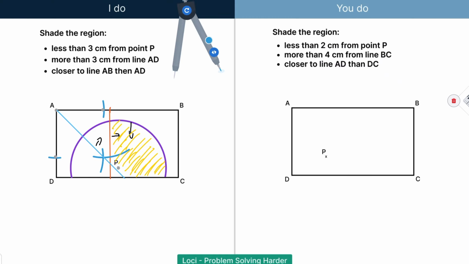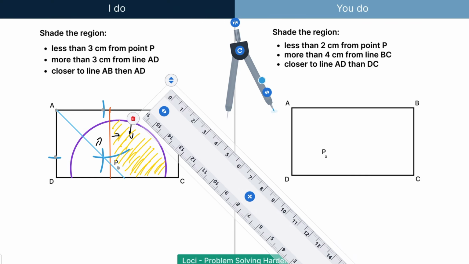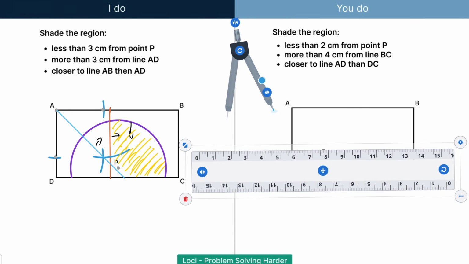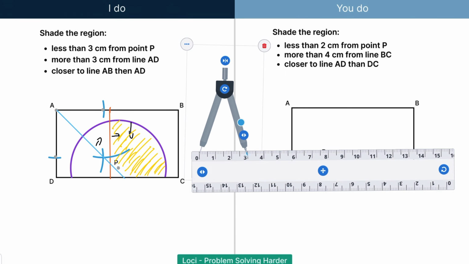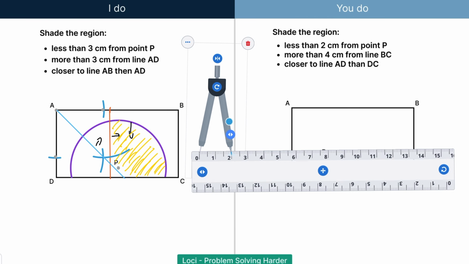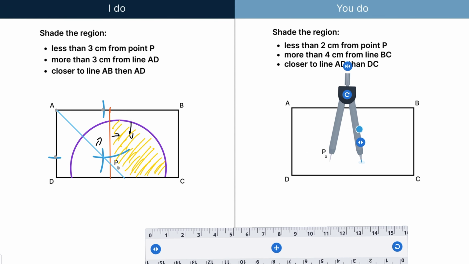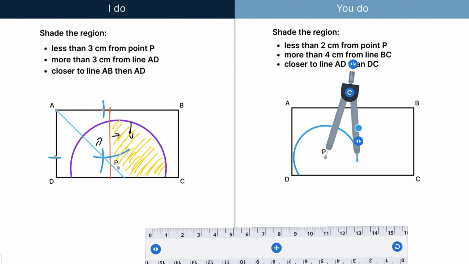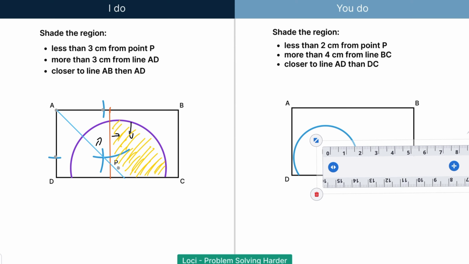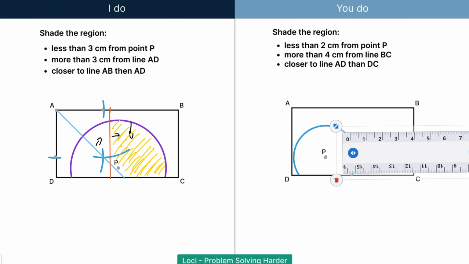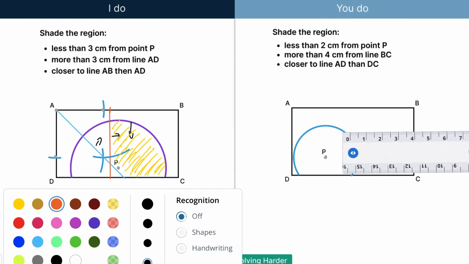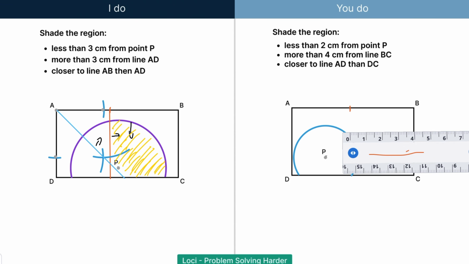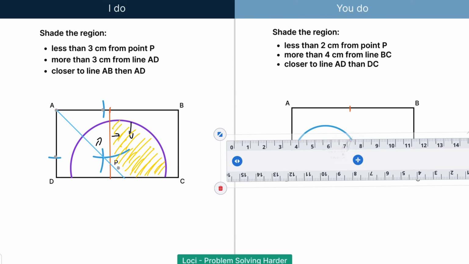So hopefully you've pressed pause and had a go at this question here. So the first thing you would have done is grab your compass and measured 2 centimeters on there. So grab my compass, measure out 2 centimeters, perfectly done. And then I'm just going to draw that in. So go here, draw in your 2 centimeters. Perfect. Move the compass out of the way. More than 4 centimeters from line BC. BC is there. 4 centimeters is there. I'm just going to make a mark on where that ends up. So that ends up there. And I'm just going to grab my ruler and draw that in.